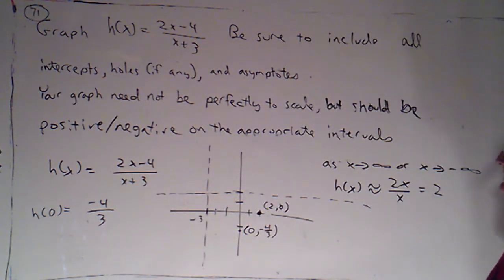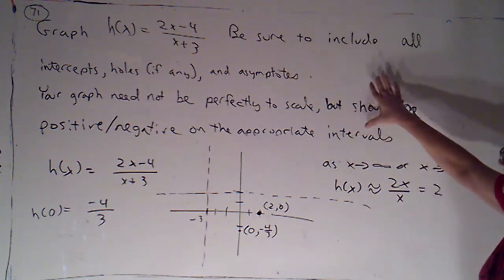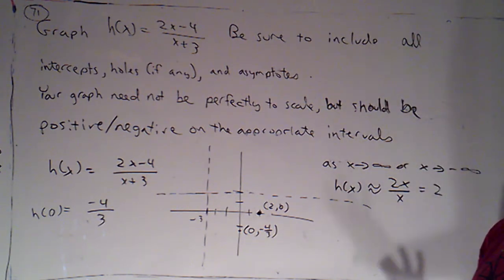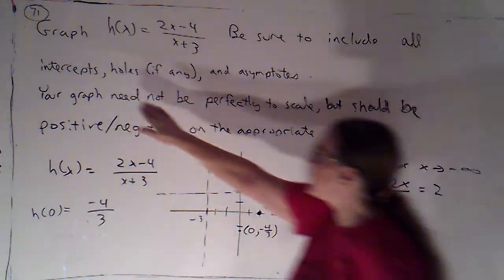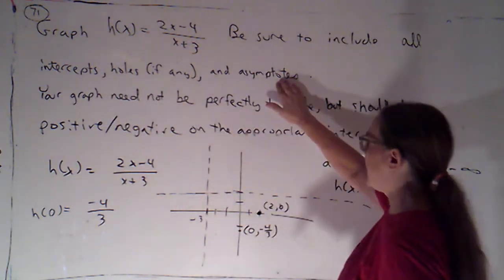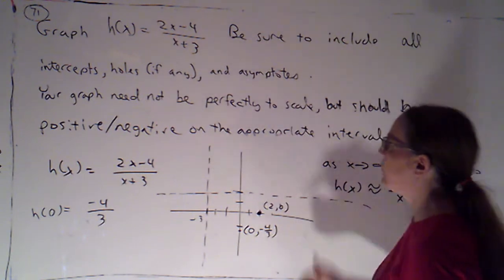Okay, excellent. So I think we're ready to play connect the dots. Now it's often a good idea to just scan through the directions to make sure you haven't missed any important points. So did I get my intercepts? Yes. There weren't any holes, I checked. Got my asymptotes, one vertical, one horizontal.